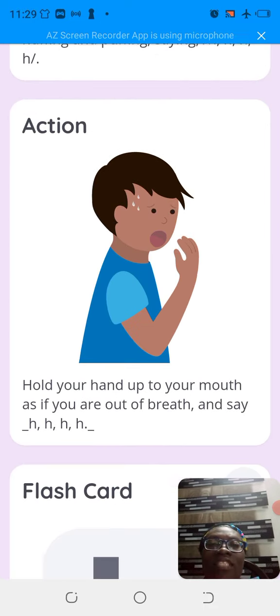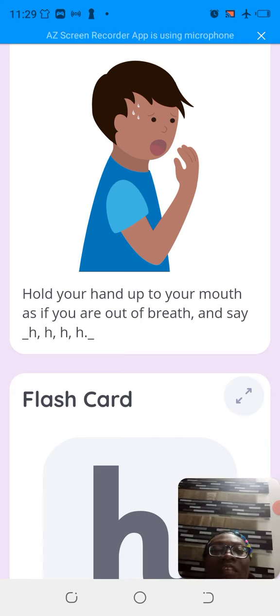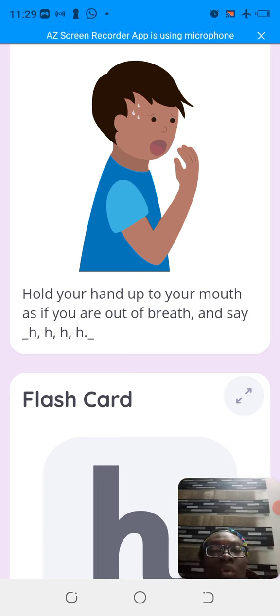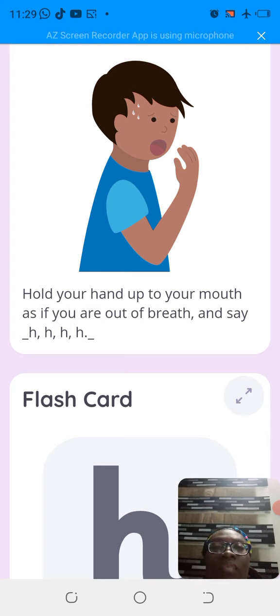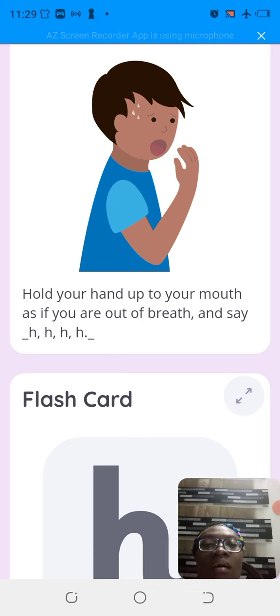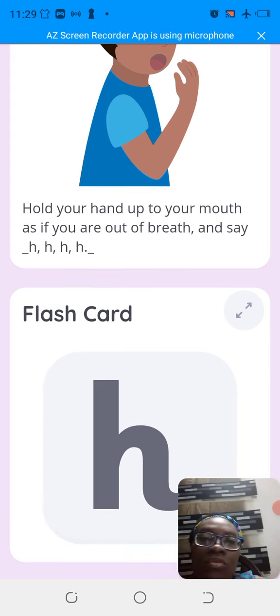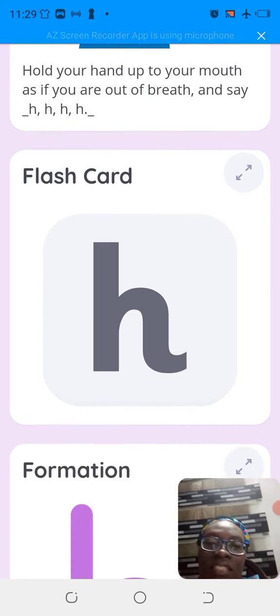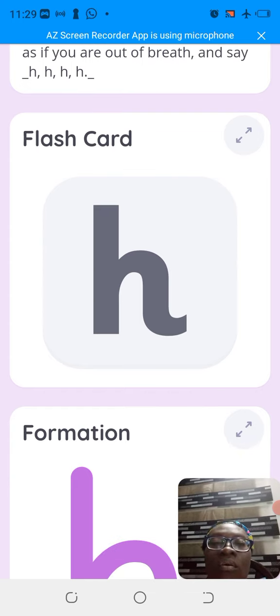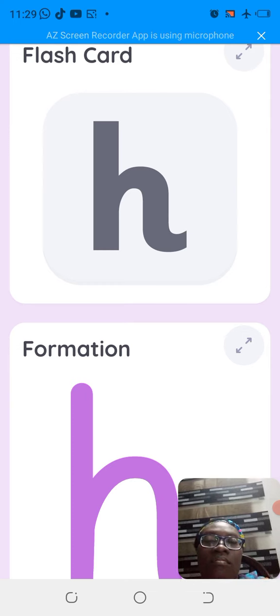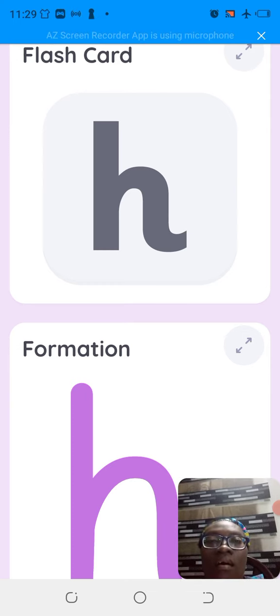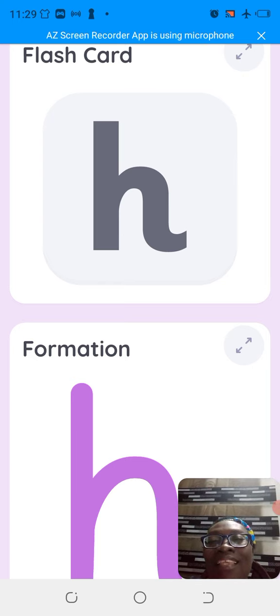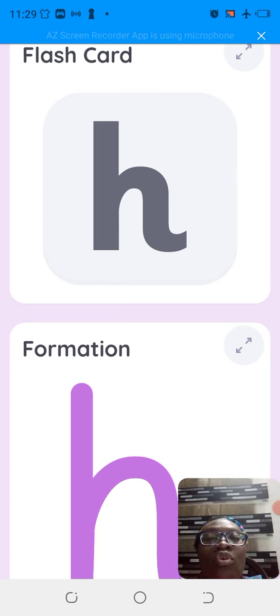What's the action of letter H? This action is very important in that it helps you to pronounce the letter correctly. You open your mouth a little as if you are gasping for breath, and then you go. Remember, don't pronounce any other sound after that. Don't say ha or he. In order to avoid pronouncing another sound after that, you will not open your mouth completely.